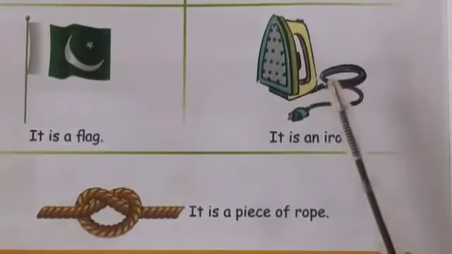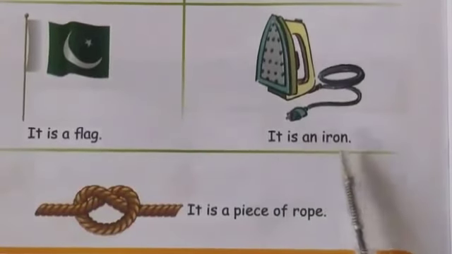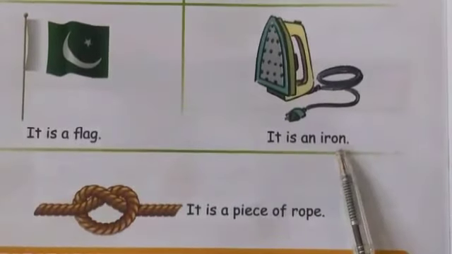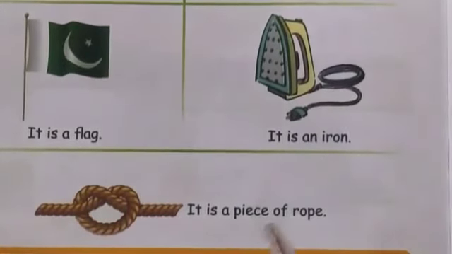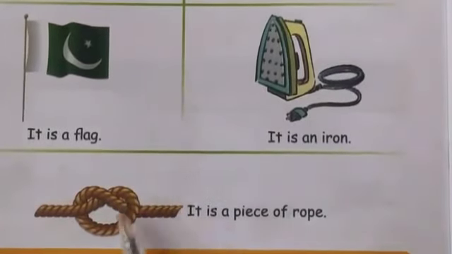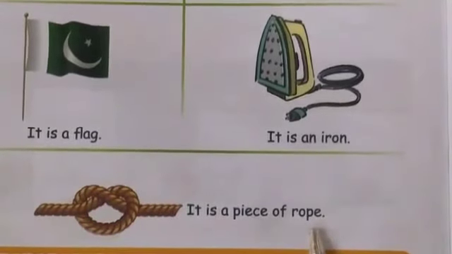Now look at the next one. What is this? It is an iron. Now look at the last object. What is this? It is a piece of rope.